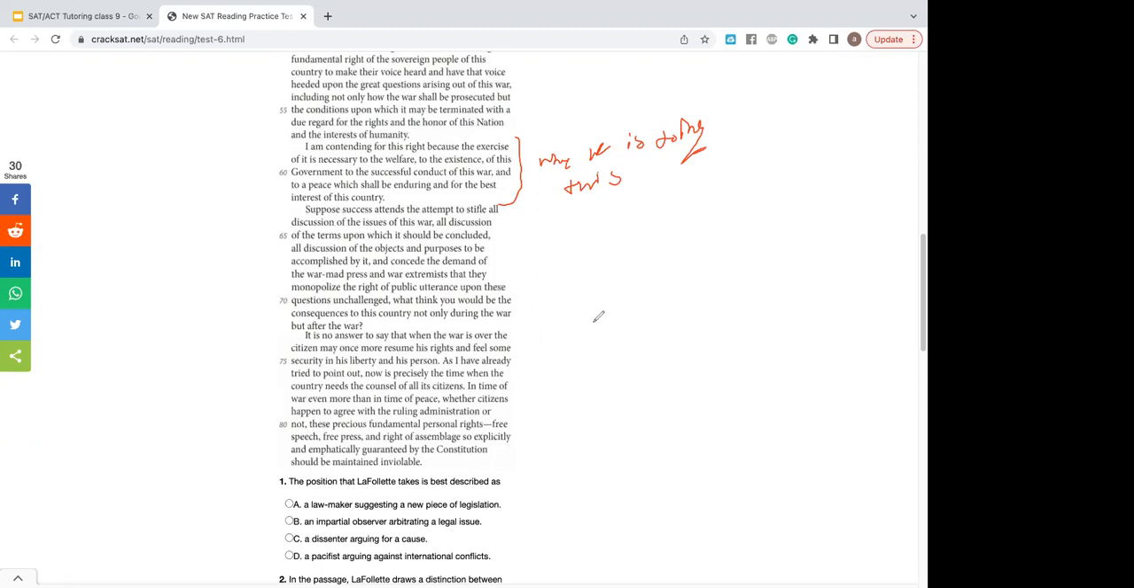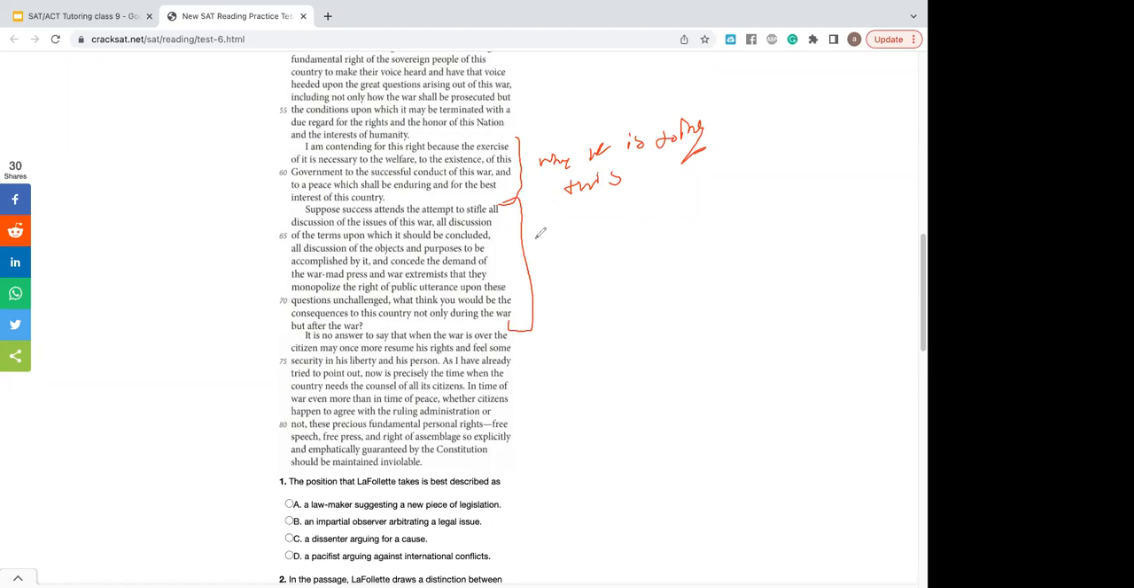Suppose success attends the attempt to stifle all discussion of terms of this war, of the issues of this war, all discussion of the terms upon which it should be concluded, all discussion of its objects and purposes to be accomplished by it, and to concede the demand of the war-mad press and war extremists that they may monopolize the right of public utterance upon these questions unchallenged. What think you would be the consequence to this country, and not only during the war, but after the war?